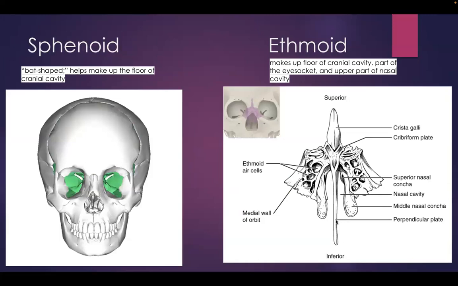All right, so let's look at this image of the ethmoid right here. So this is superior, so towards the head, in the direction towards the head. The crista galli, that's going to be the most superior portion of it, and then the cribriform plate.